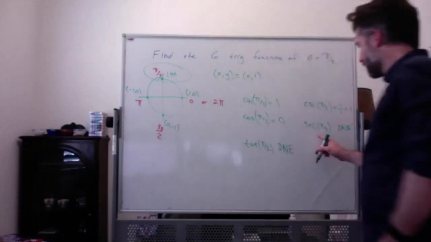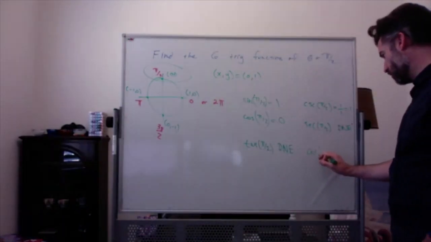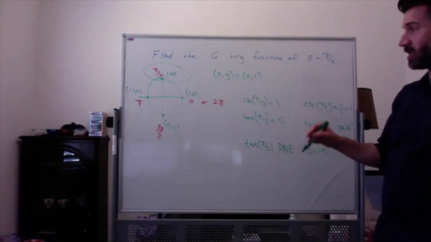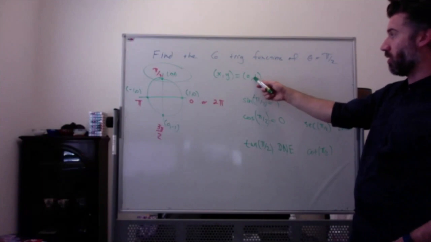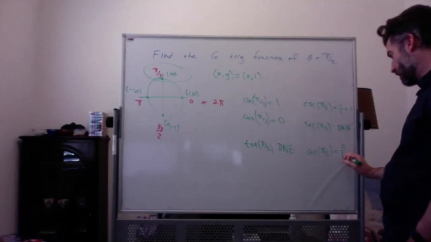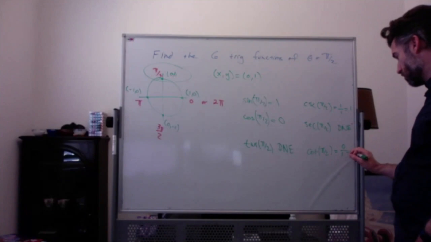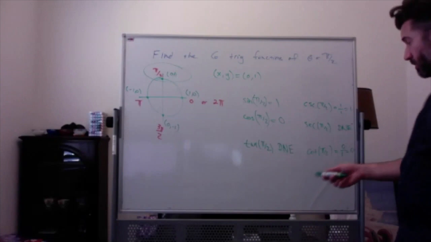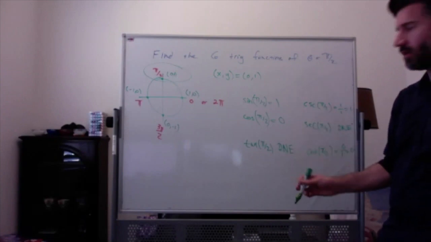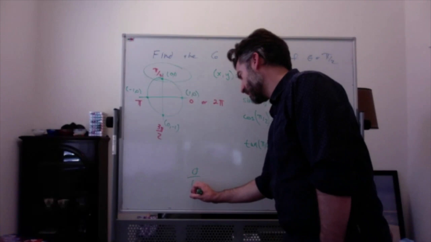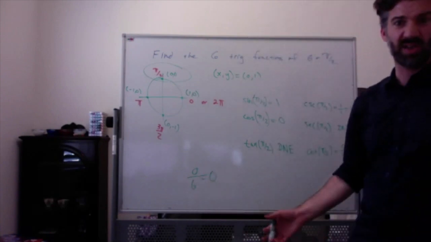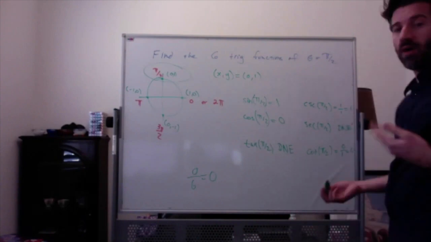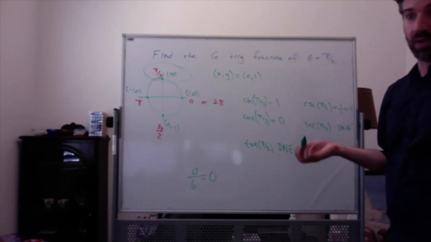And then finally, cotangent of pi over 2. So tangent is y over x, cotangent is x over y. In this case, that's going to be 0 over 1, and 0 divided by 1 is 0. 0 divided by any non-zero number is 0. Right? How many times does 1 go into 0? Oh, 0 times. In the same way, 0 divided by 6 is also equal to 0, because 6 goes into 0 0 times. Okay, so this is our method for finding the trig functions of a quadrantal angle.